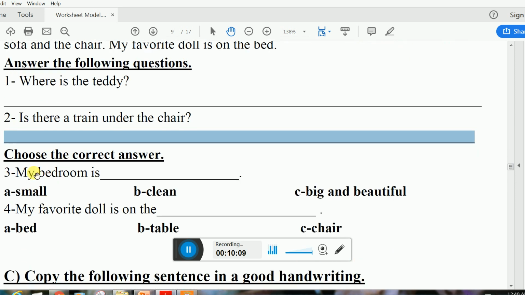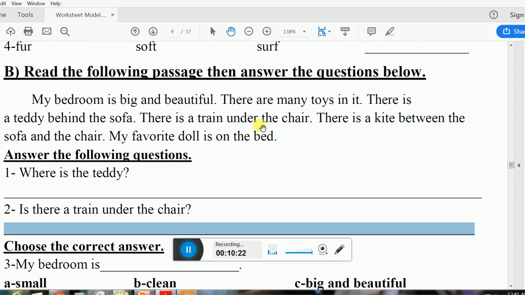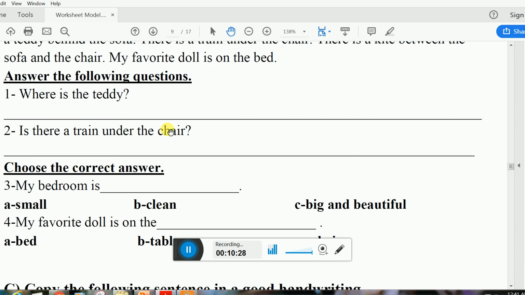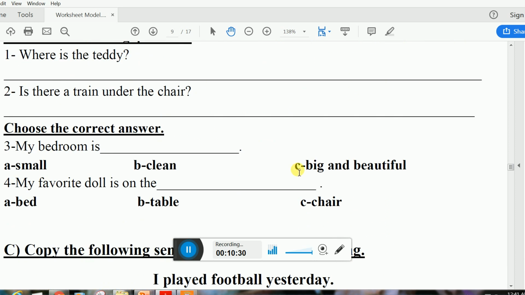Question number three. Choose the correct answer. My bedroom is small, clean, or big and beautiful. Let's search the sentence number one. It is big and beautiful. So the correct answer is letter C.